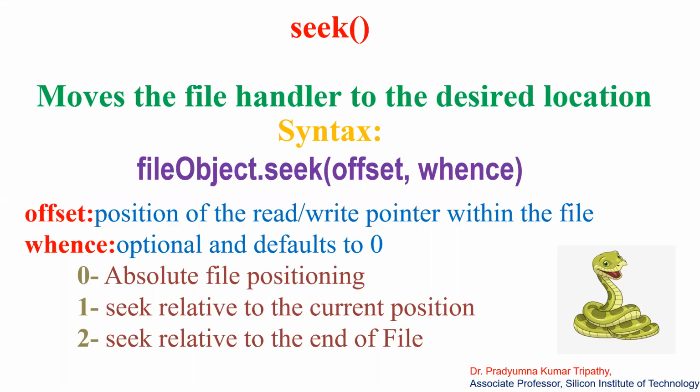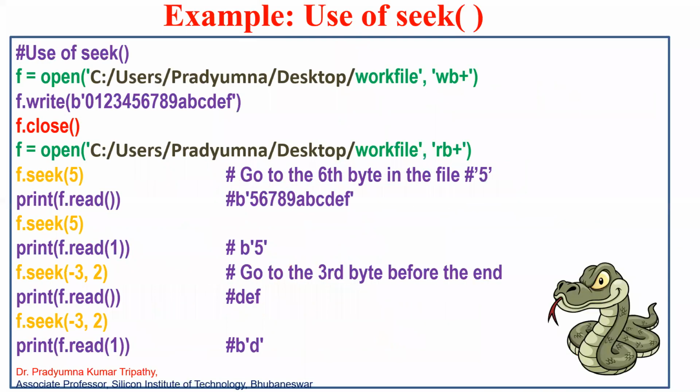So if I give 2, definitely my offset will be what? Can anybody say what should be my offset? If my whence is 2, it should be -5. Why is it so? Because I am going in the negative direction. So if it is from the end of file, I will have to give a negative value in the offset, right? So see over here.